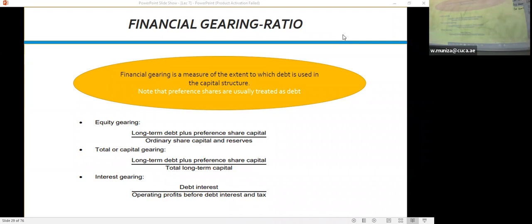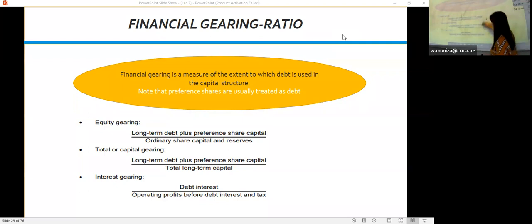So in equity gearing, what are you taking as the numerator? The numerator is the same as you are going to take in the total or capital gearing. But what is changing, basically, is the denominator. In the case of equity gearing, you are taking only ordinary share capital. But in the case of capital gearing, that is total gearing, you are taking total long-term capital. Basically, over here you take only equity, but over here, debt plus equity. Okay, so these are simple ratios, if you remember from F5 as well. One was debt over equity, one was debt over debt plus equity. So this is the difference.